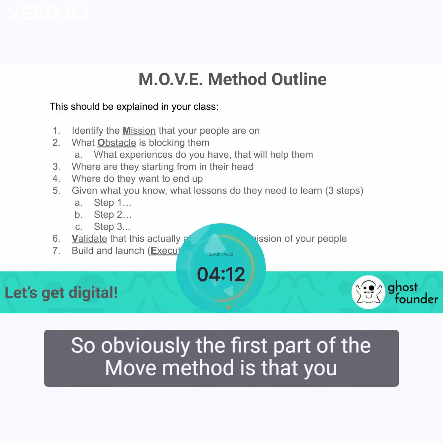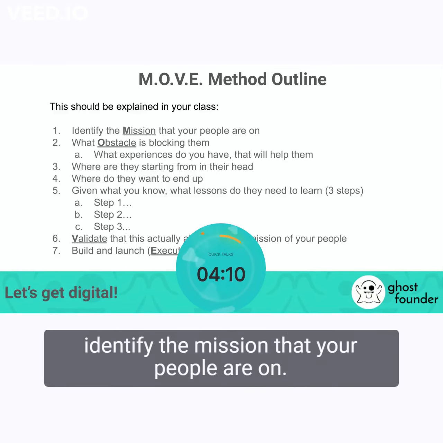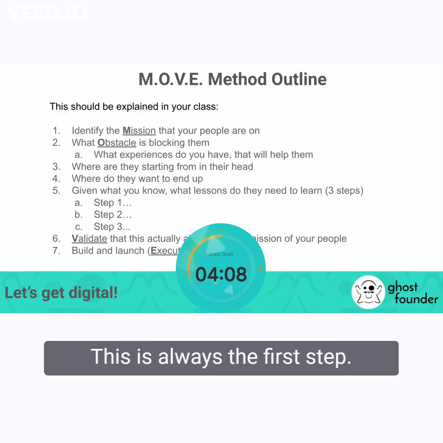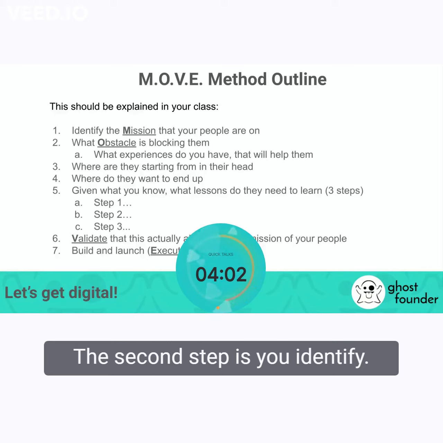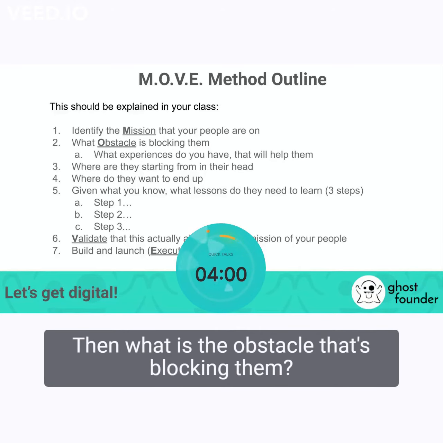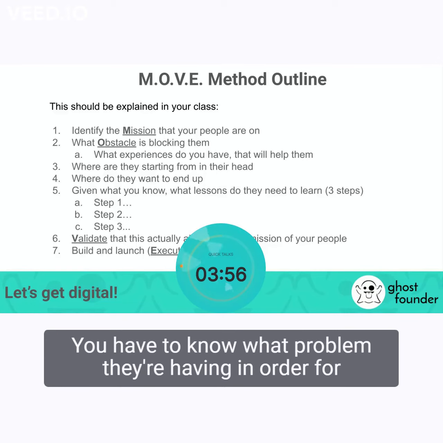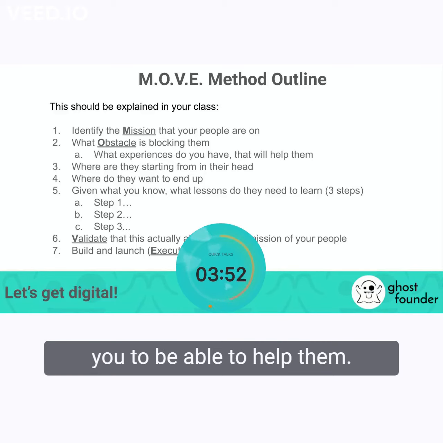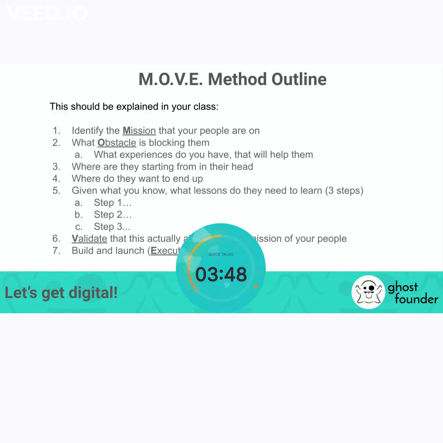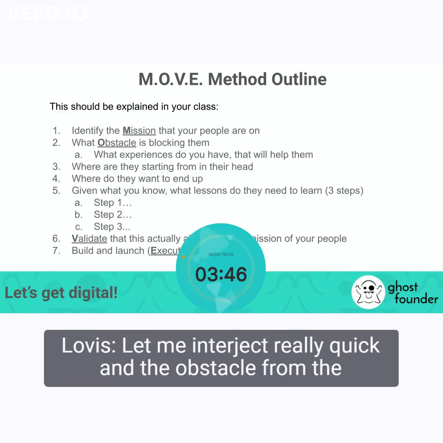So obviously, the first part of the MOVE method is that you identify the mission that your people are on. This is always the first step. It's a non-negotiable. The second step is you identify what is the obstacle that's blocking them. And this is also non-negotiable. You have to know what problem they're having in order for you to be able to help them.